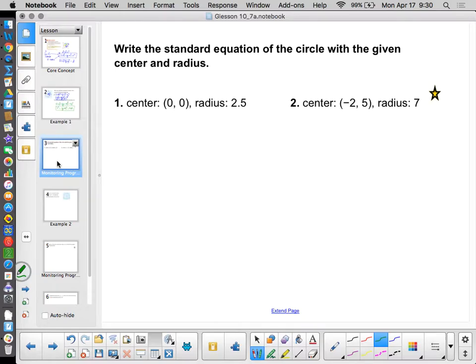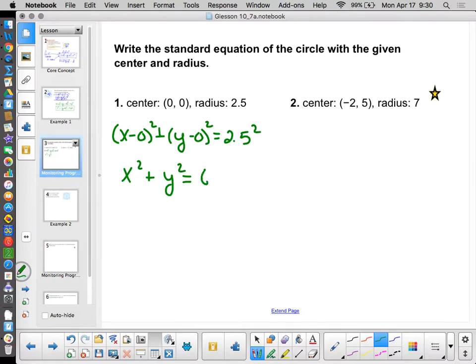Couple more examples. Center at (0, 0), radius 2.5. Again, (x minus 0) squared plus (y minus 0) squared equals 2.5 squared. And then we simplify that. That's just x squared plus y squared. And 2.5 squared is 6.25. Now you get to do one. Center is at negative 2.5 and the radius is 7. Now remember, you do not have to FOIL out the binomials when you get it. But again, it's going to be multiple choice, so no big deal. Pick out the correct formula.